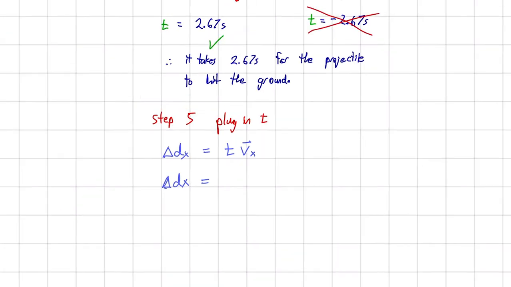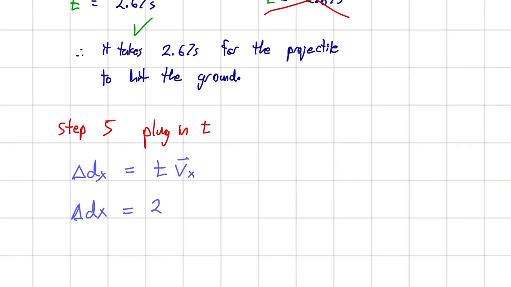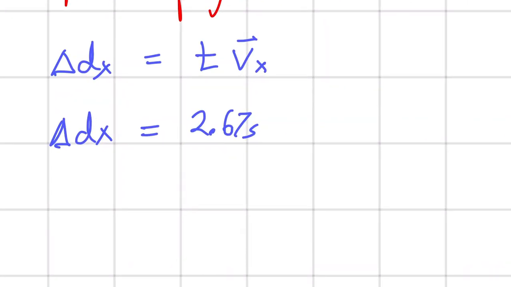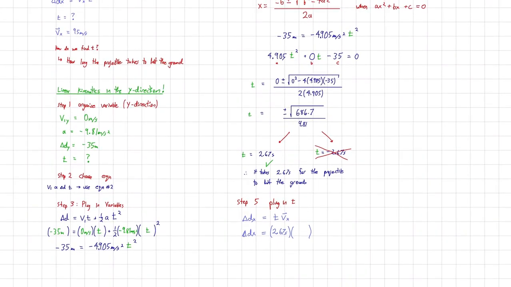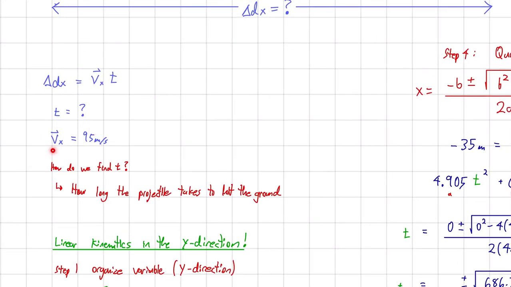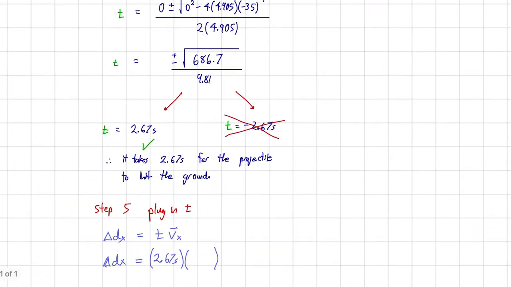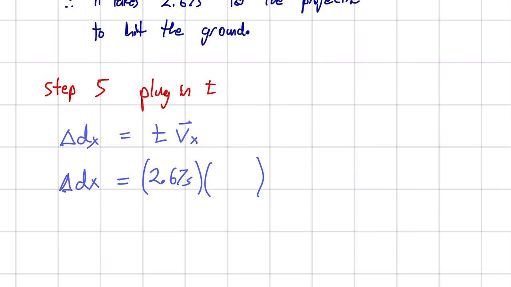So time, remember, is 2.67 seconds. That's what we found in the last step with the quadratic formula. And our velocity in the x direction, remember that was the value we knew right from the start, 95 meters per second. That was the velocity in the x direction.